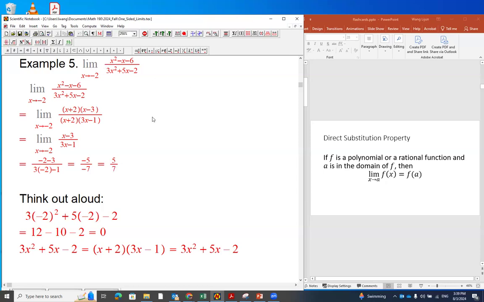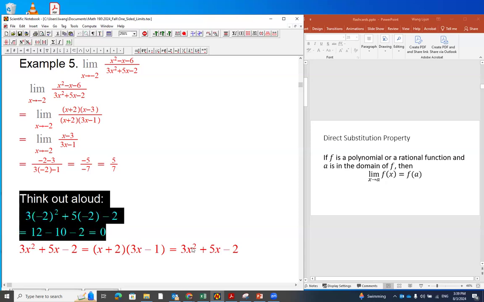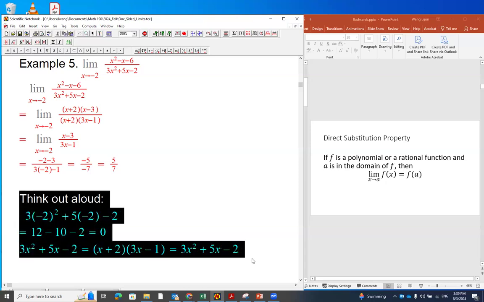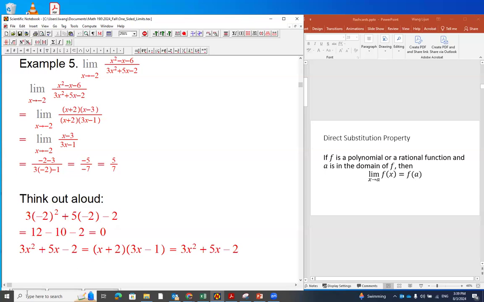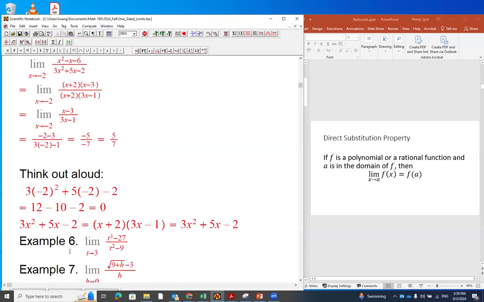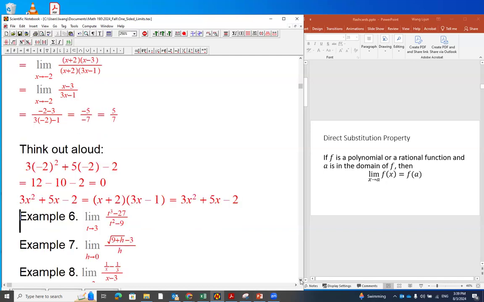When you show your work, you don't have to show all of these. The factoring part, you don't have to show, even though you need to know how to do them. The kind of work we like to see is pretty much just this much. The think-out-loud part is usually my scratch paper, and you don't need to show your work on the scratch paper. All right, so let's look at the next one.